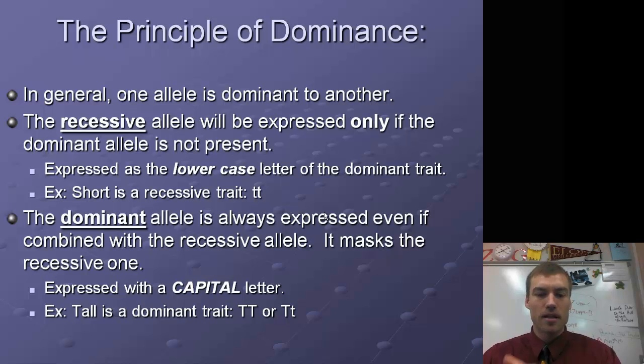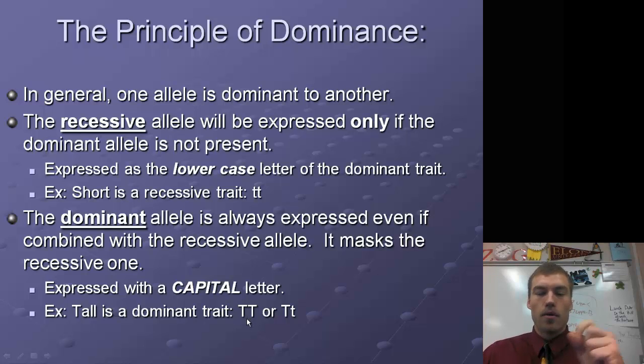The dominant allele is always expressed even if it's combined with a recessive allele. Okay, it's going to mask it. It kind of overrides it. This is expressed with a capital letter. So our tall plants could be one of two things: either big T big T or big T little t, right? Depending upon whether they've got the two big T's or the big T and little t.